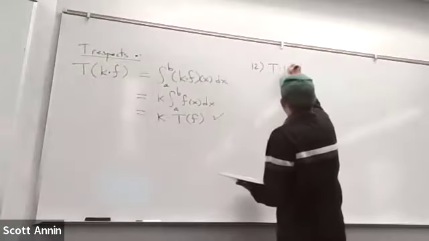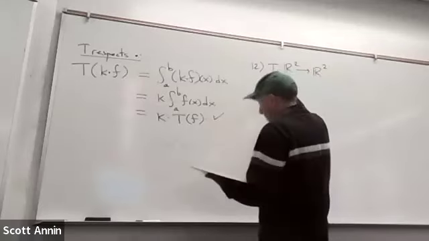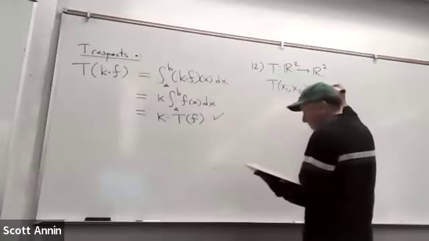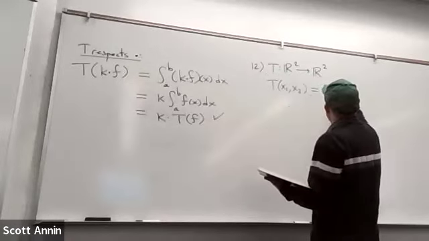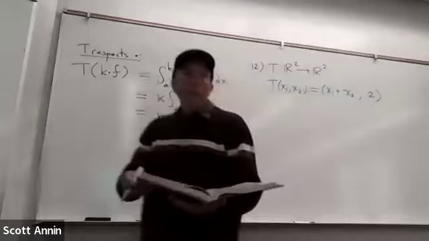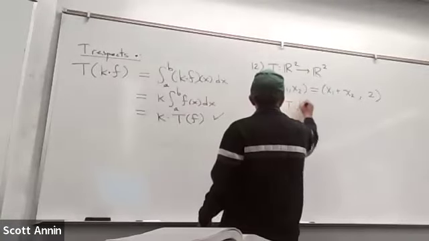So on number 12, we're going to go T from R2 to R2. The formula here is going to be T of (x1, x2) equals (x1 plus x2, 2). And the question on this one is, is T linear?